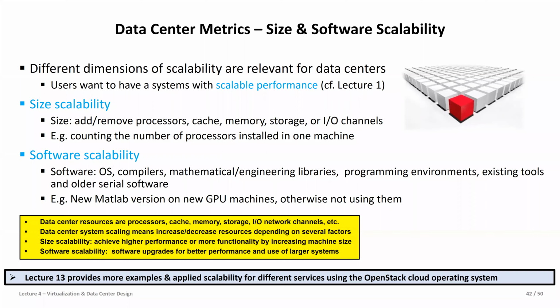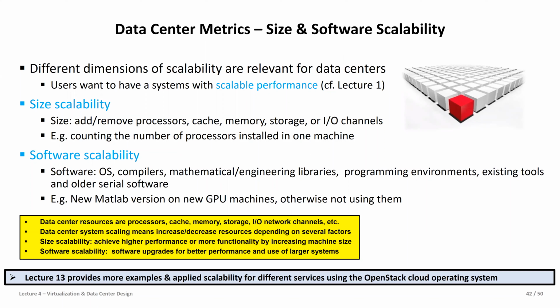Just for the end of the lecture, some metrics. We said we have different dimensions of scalability. We have size scalability, which we already know about. So we want to scale up and down with memory, storage, how many processors are installed in one node, and so forth. We talked about software scalability as well.